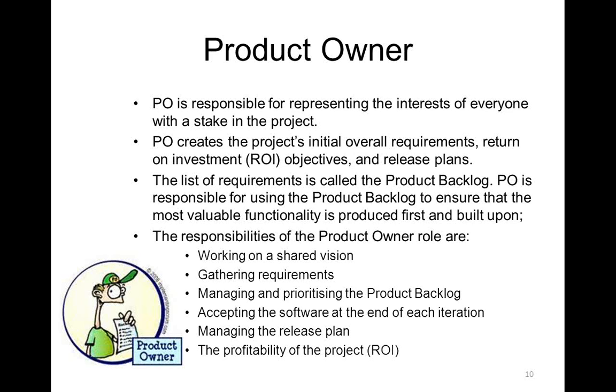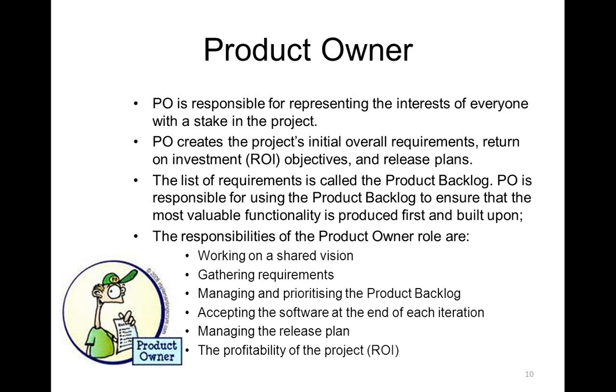The list of requirements is called the product backlog. So the product owner is listing out all the requirements, and this list is called the product backlog. Now this product backlog has a special characteristic: it ensures that the most valuable functionality or requirement is put at serial number 1, or at the top of the list. So the product owner lists out the requirements in the order of their importance, in the order of their value, in order of priority, whatever you can say.